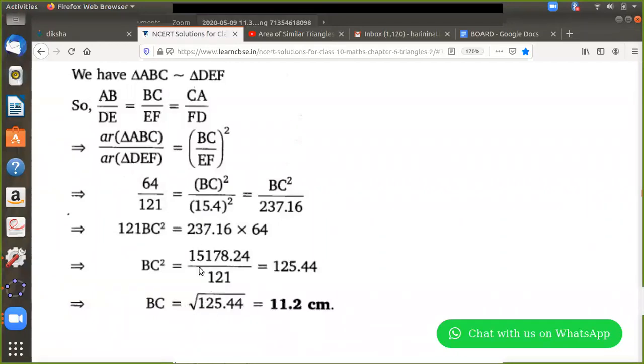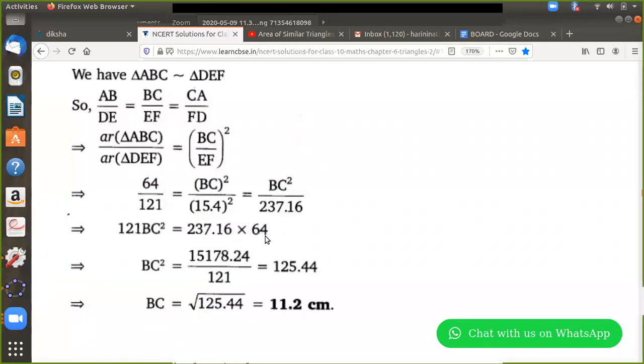There are other ways you can simplify your work. That's why I'm saying, don't multiply this and get 237.16. Instead, have it as 15.4 into 15.4 into 64 whole divided by 121. Now you have to take the square root. If you're smart by now, you should have understood. I have 15.4 into 8 in the numerator.